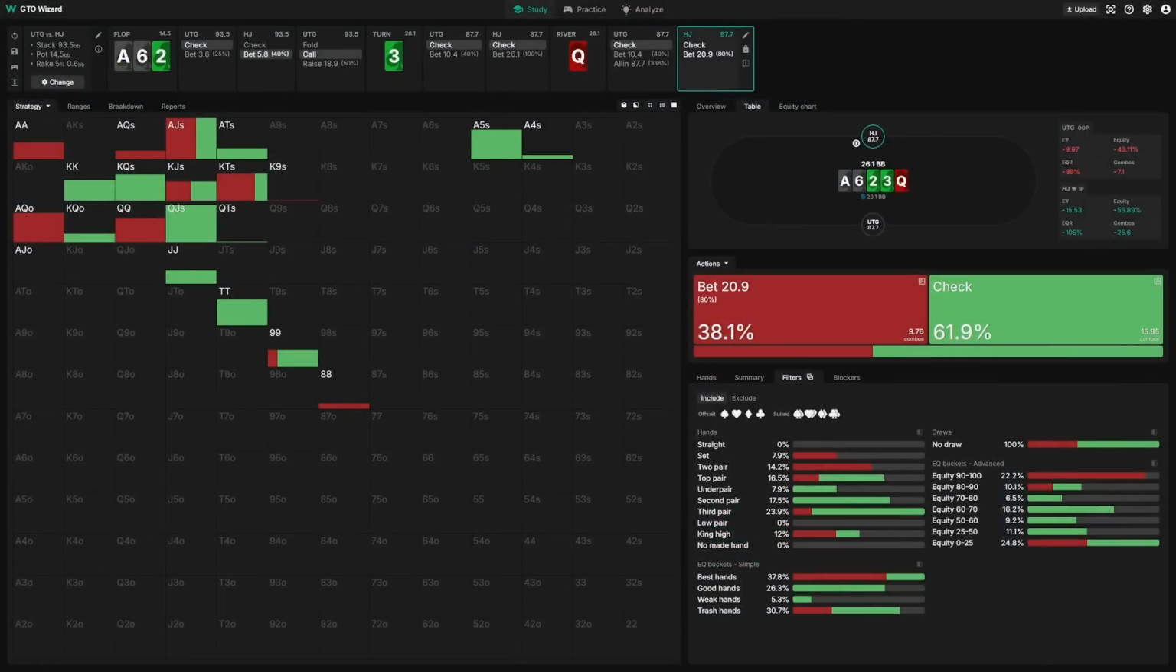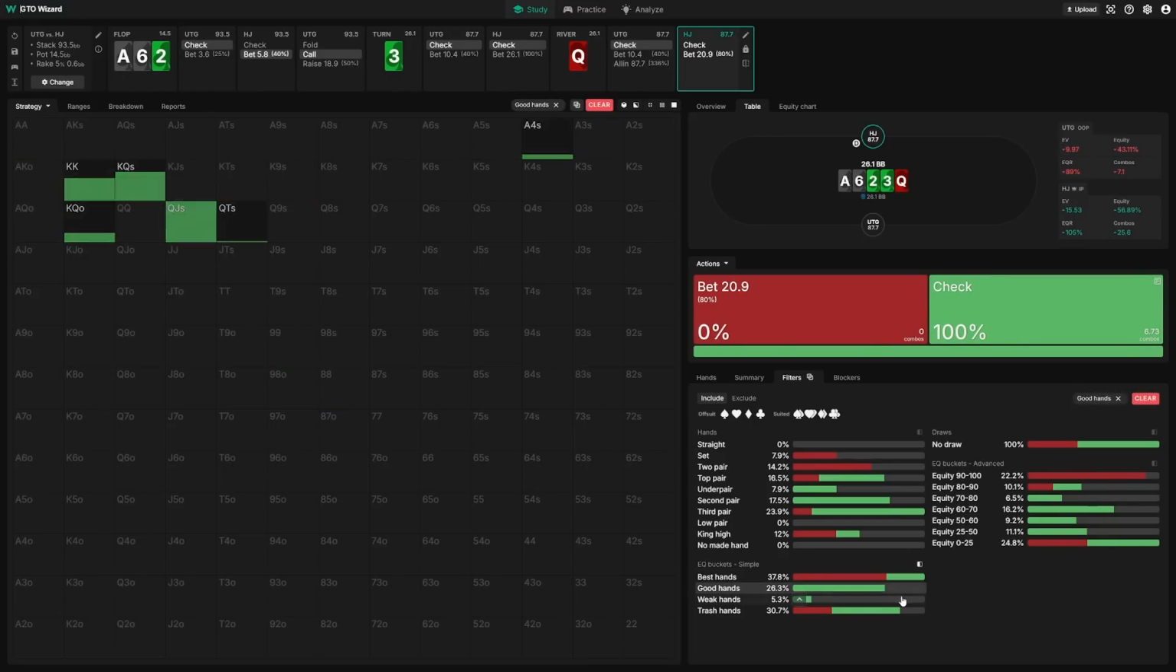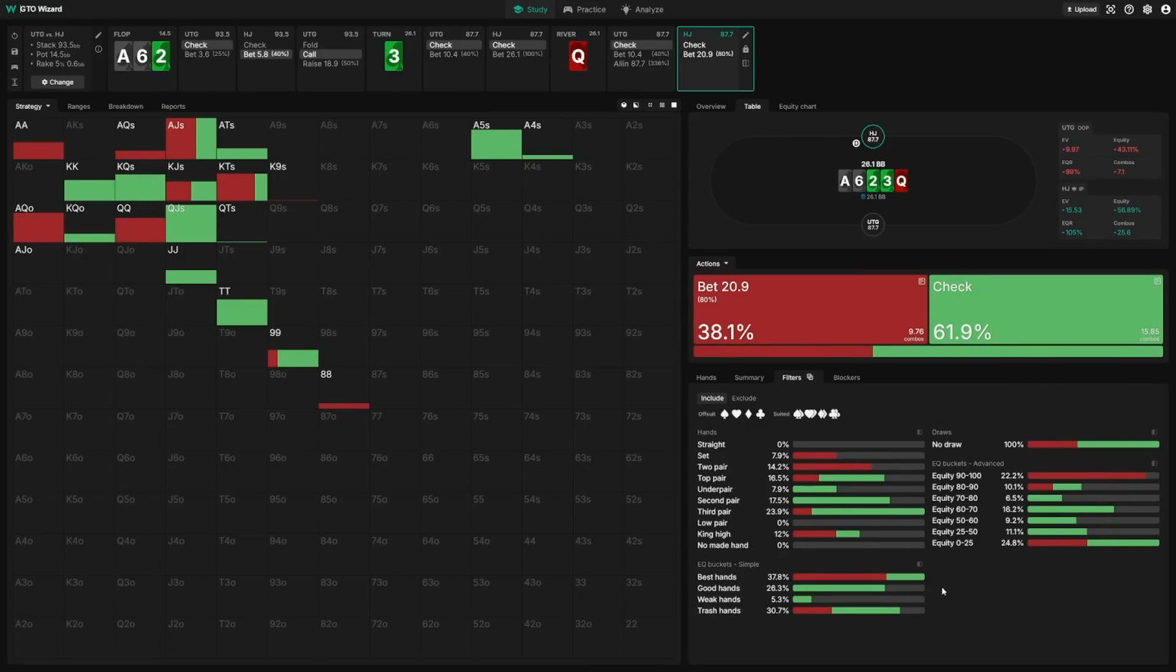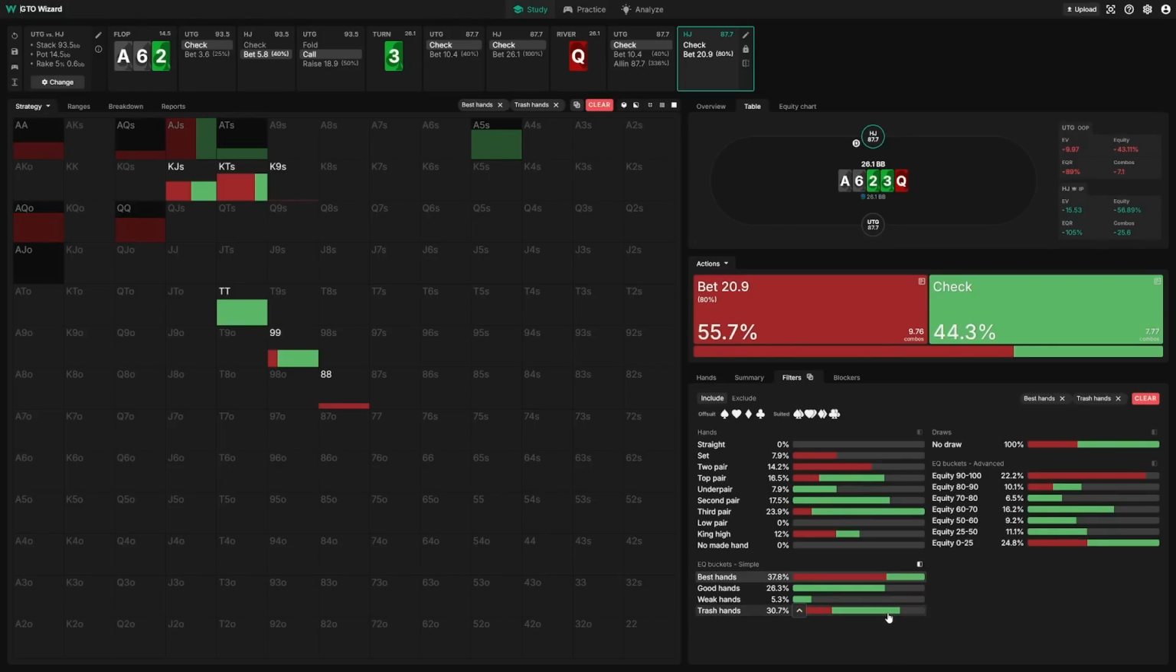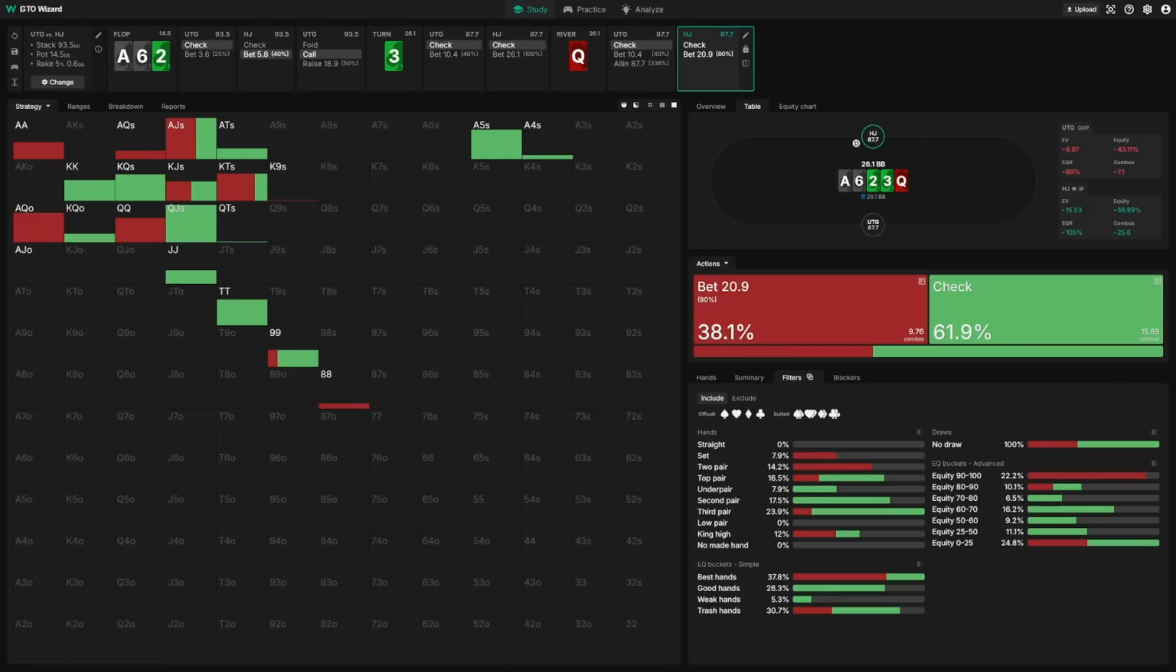An example of a polarized range would be betting in position on the river. When you're in position on the river, you have the option to check back. You don't typically want to bet medium strength hands in position on the river, you just want to check those back and go to showdown. You want to bet strong hands that want to get value, and you want to bet some bluffs that want to make the opponent fold. You don't have much incentive to bet the middle.